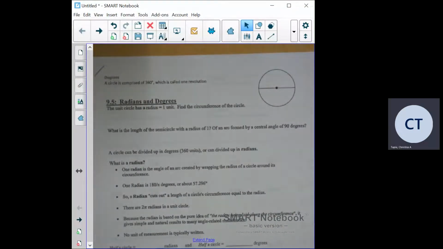All right, so we're going to start this off by looking at degrees and radians. You've already seen degrees before when you were in geometry. What we're going to do now is relate that a little more to pre-calculus and what we're going to be looking at over the next several weeks and months.